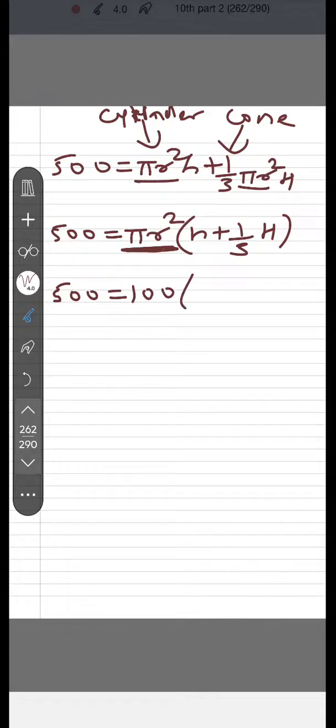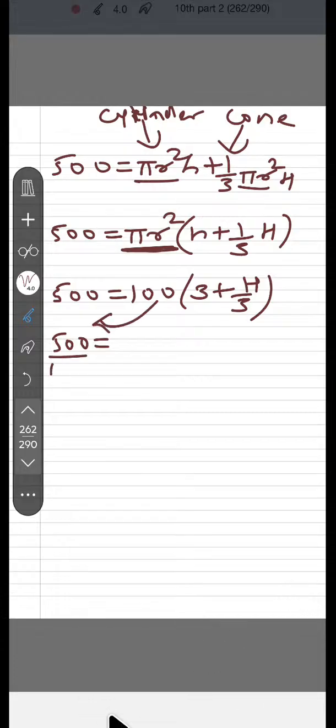Now see that h, small h, is what? Height of a cylinder, which is what? H. So h plus 1 upon 3 h. I just simplified it. So 500 is equal to, just try to understand how I am solving this one. See, this 100 goes to this side, it goes for what? Division. Correct. So what will I get here at the right hand side? 3 plus h upon 3.